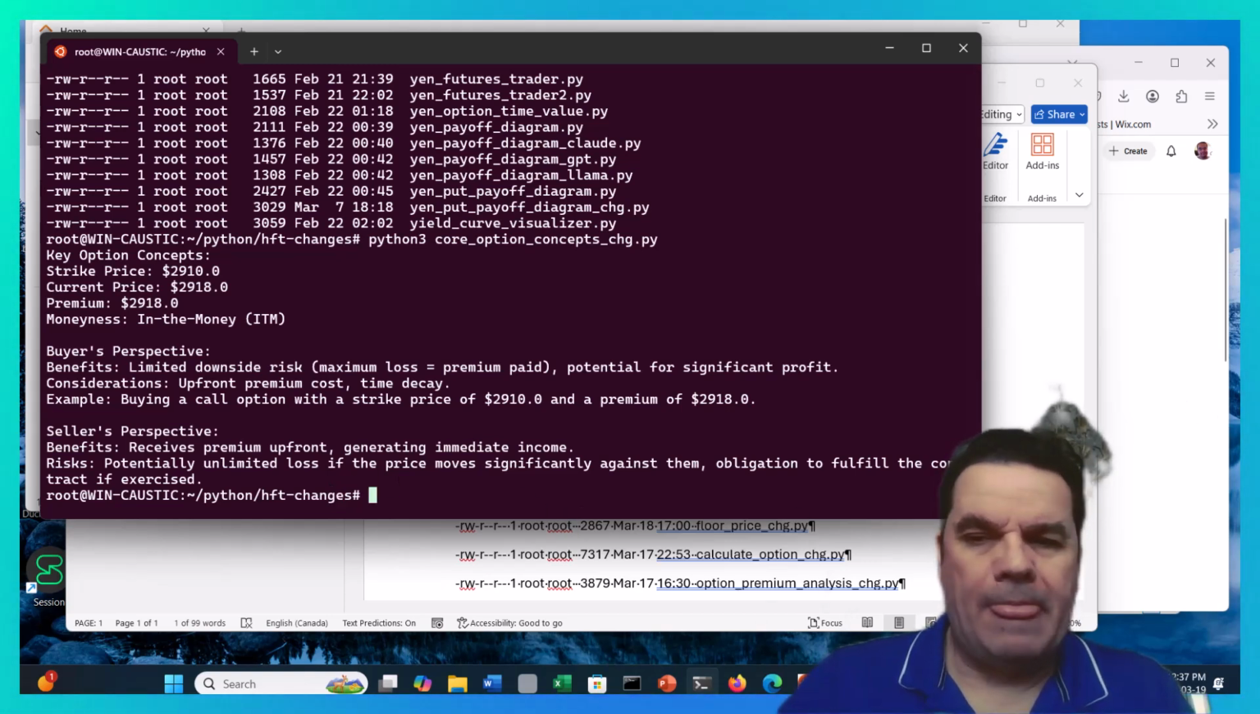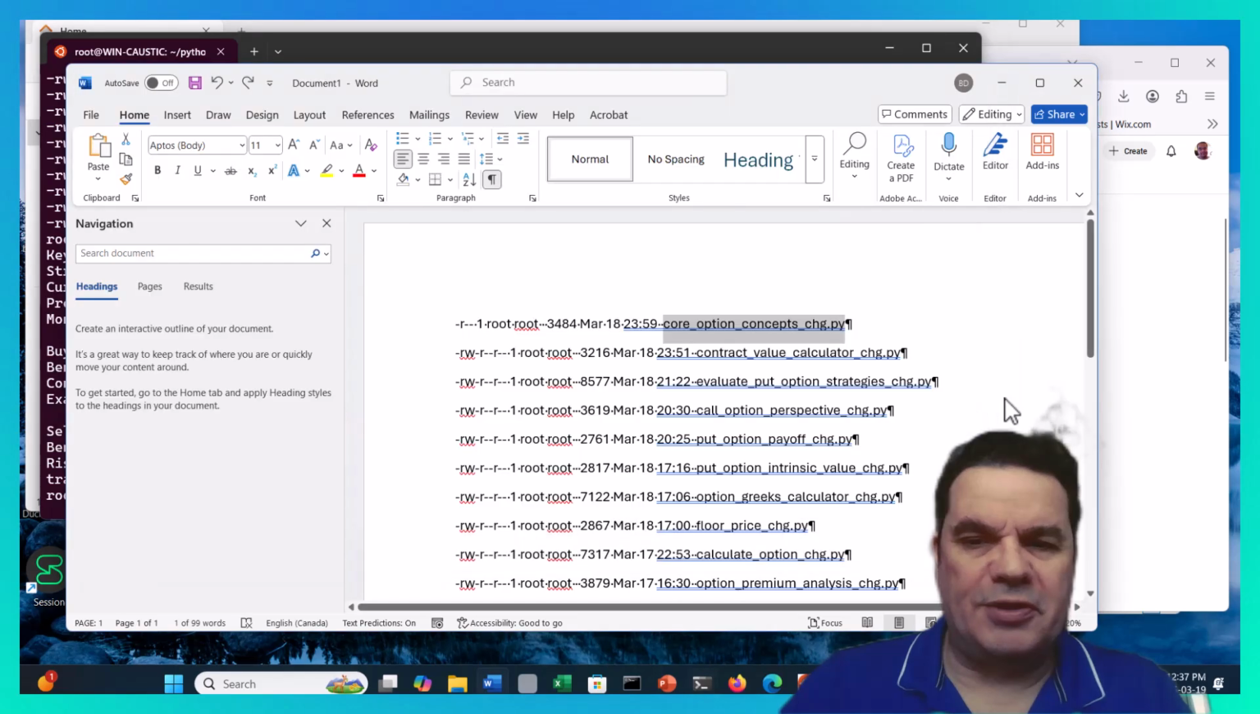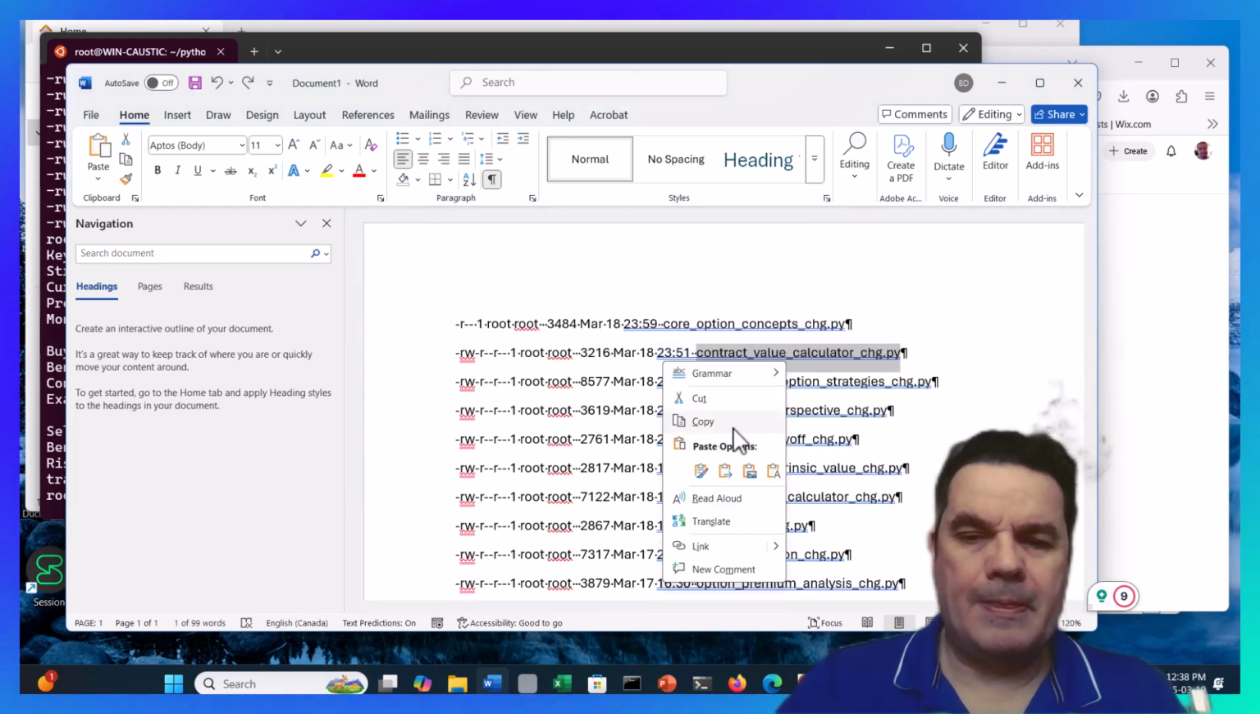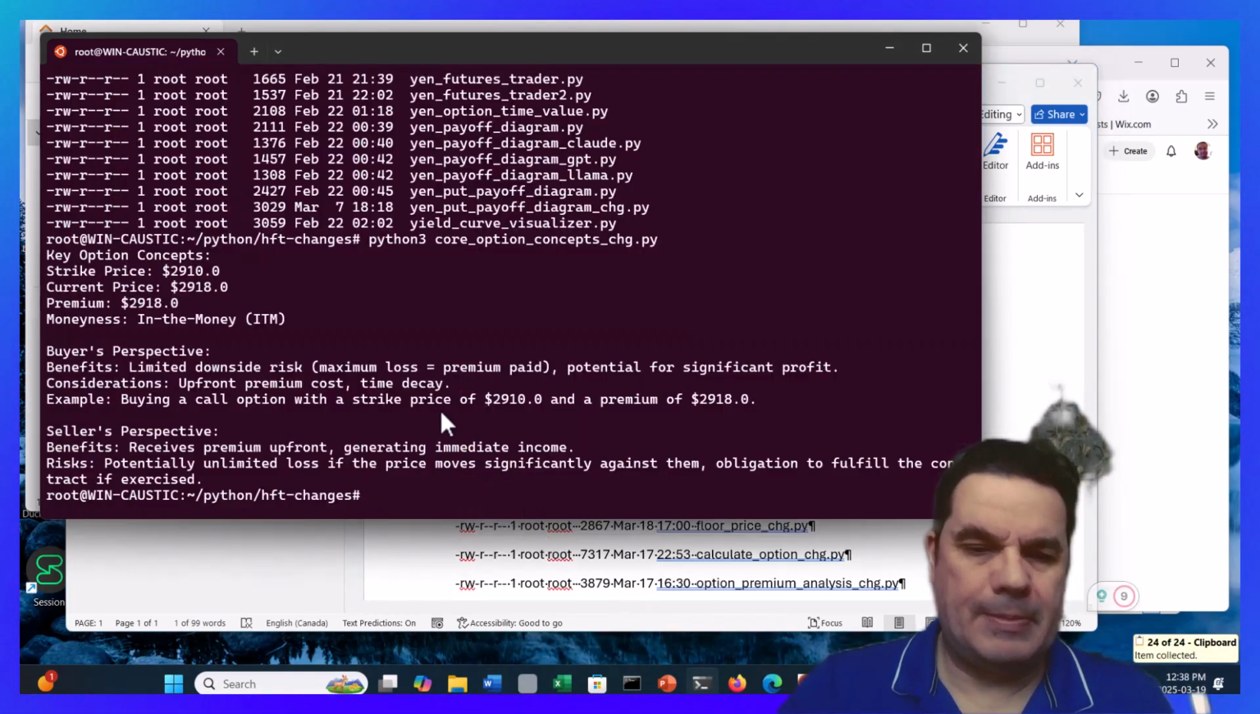So that's the first script. Let's look at the next one, the contract value calculator.